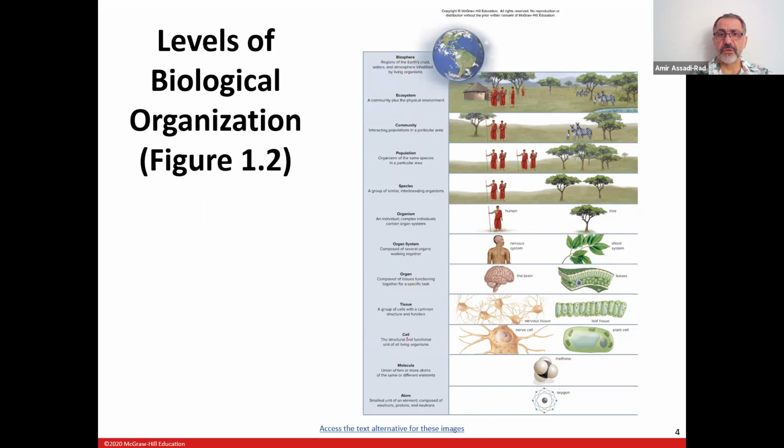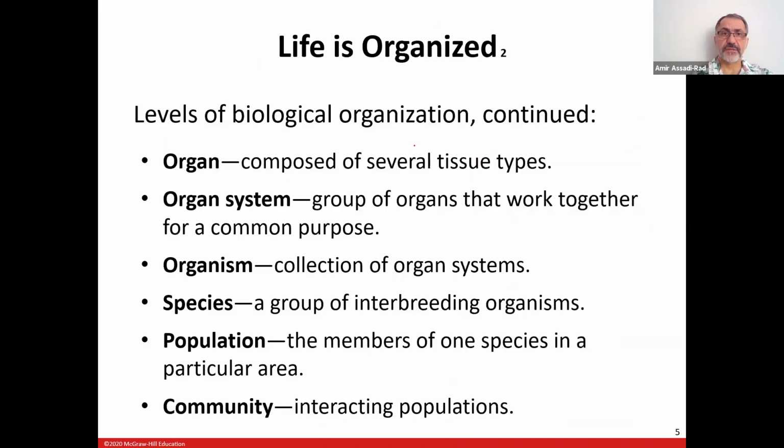Make sure you're familiar with all of these levels of organization. You know the definition of each one of them. You understand the definition of each one of them. And of course, the biosphere is the interaction of all of the ecosystems on Mother Earth. Right here is called the biosphere. Okay. The levels of biological organization, I talked about it: organ system, organism, species, population, community. So I'm not going to go over that.